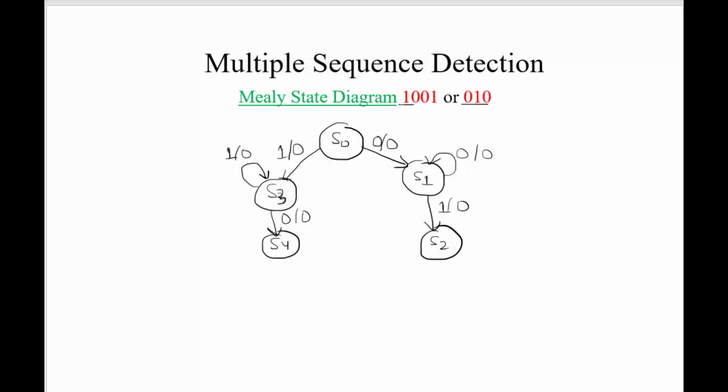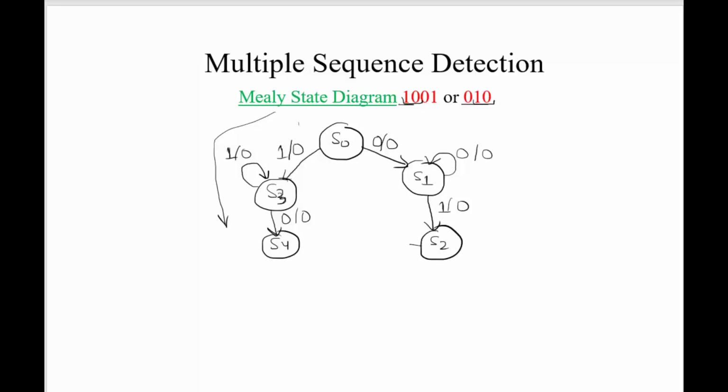But what should be our next state? As we can see, the last two bits of 010 are actually the first two bits of the other sequence, which are denoted by this path here. Okay, so this path is denoting 10, so S4 is denoting 10.